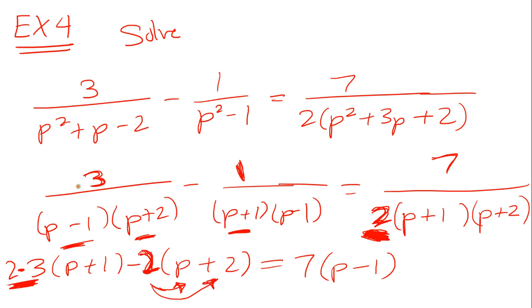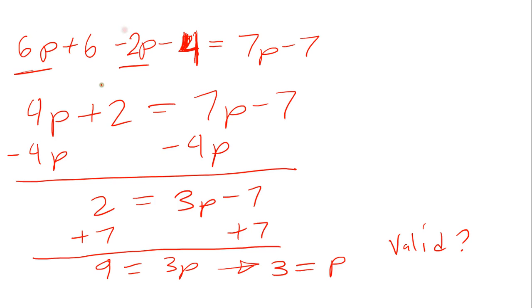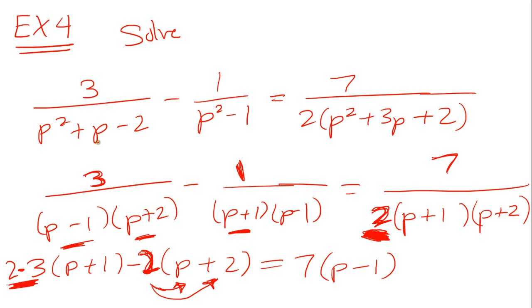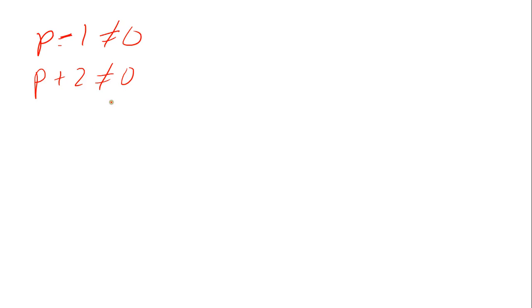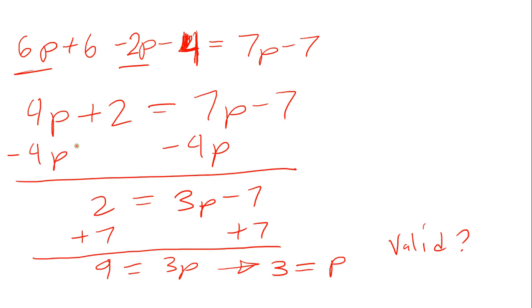Let's check our domain. Basically, we got these 3, this times this, this times this, and this times this can't be 0, which means that basically p minus 1 can't be 0, p plus 2 not equals 0, p plus 1 not equals 0, and so on. And of course, I guess if you want to be technical about it, 2 is not equal to 0 because 2 is in a denominator.